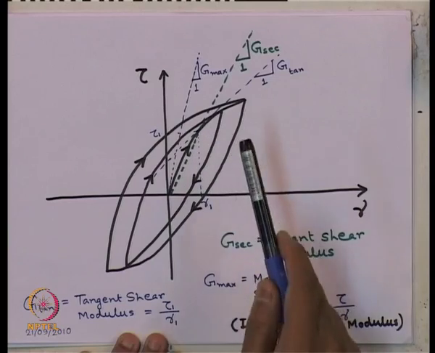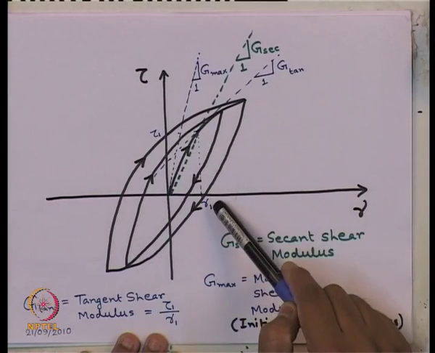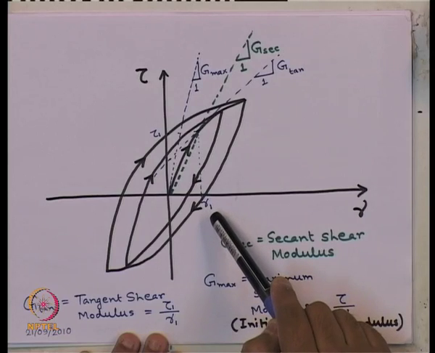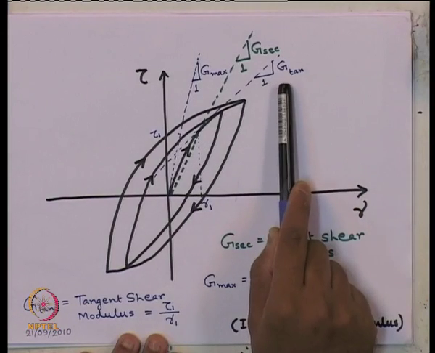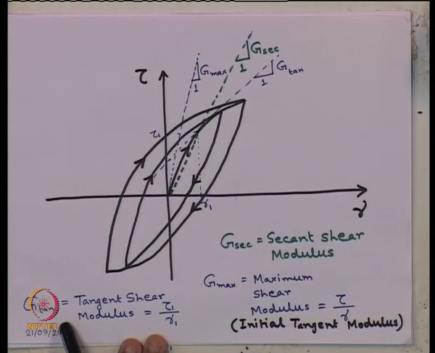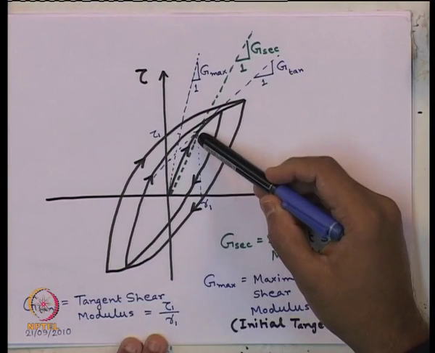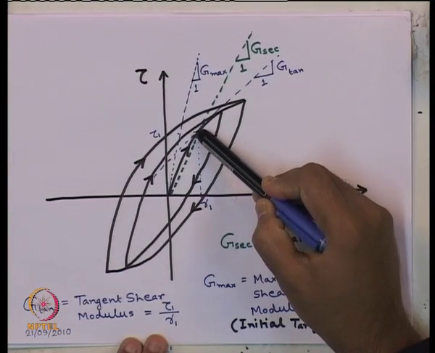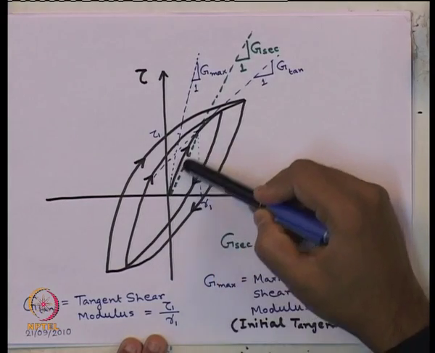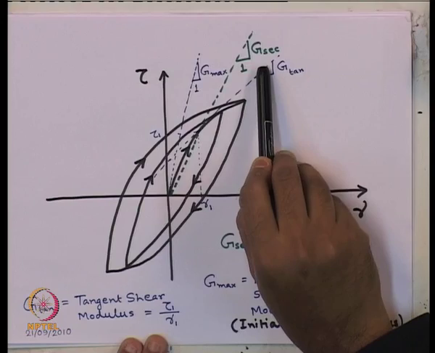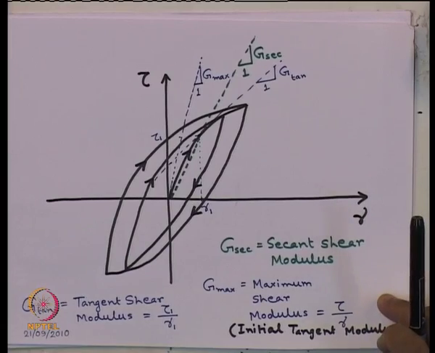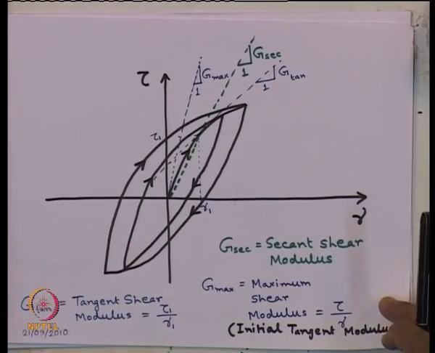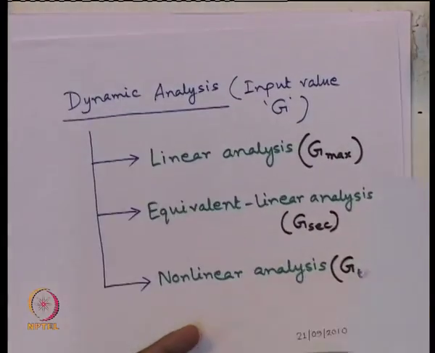Now, if we take the slope of the curve at any point with any other cyclic shear strain value, say gamma 1, we can draw a tangent at that point, and the slope of the curve, whatever it gives us, the value of G, is called the tangent shear modulus. And another shear modulus we have seen: if we join this point to the origin, the slope of that line will give us another shear modulus, which is called the secant shear modulus. And the applications of these three different types of shear modulus we have also seen in the dynamic analysis.